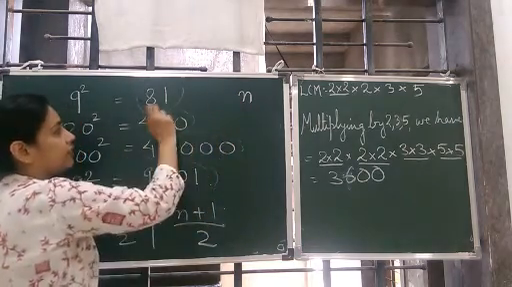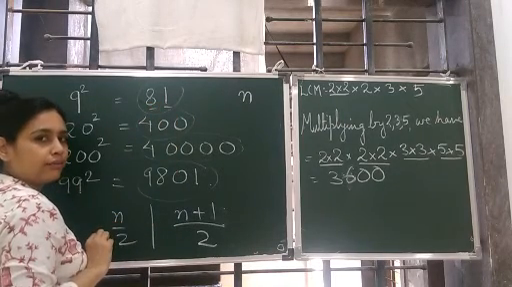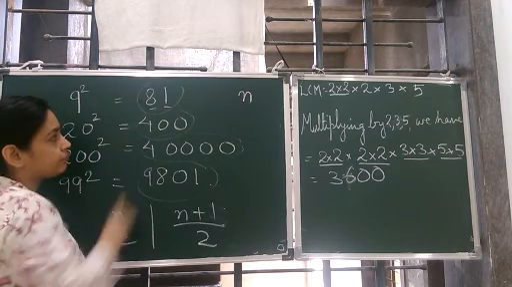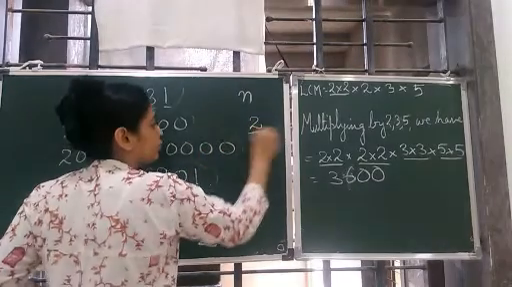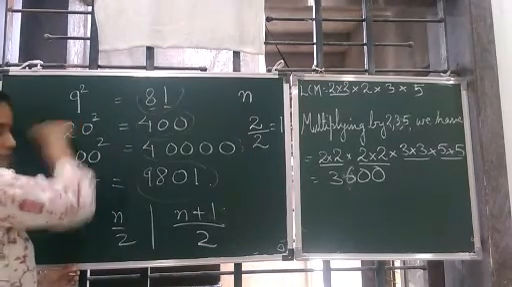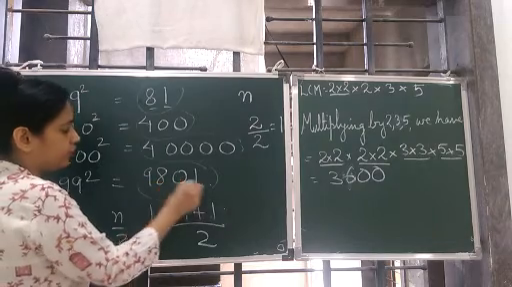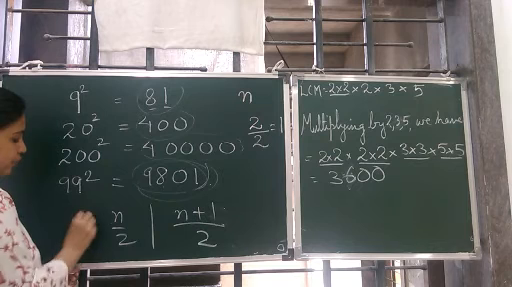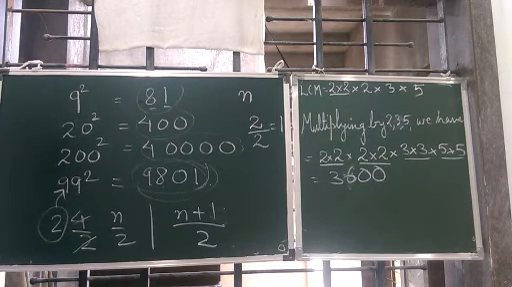Here let n be 81. 81 has 2 digits. It is an even number, so n by 2, which is 2 by 2, equal to 1. Is it 1 digit? Yes. Once again, here let n be 4 digits: 1, 2, 3, 4. Even number, so n by 2, 4 by 2, which is 2 digits. The root is of 2 digits.